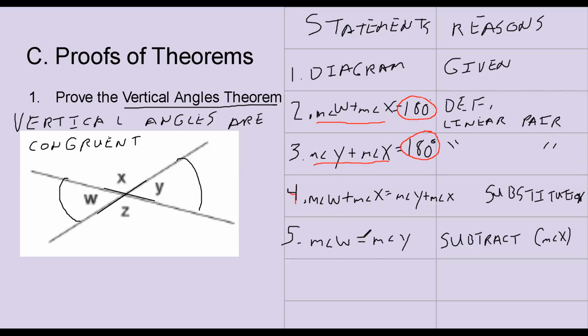Hey, and here we go. We now have what we were trying to prove, that the measure of these two angles have to be equal to each other. And that means that angle W is congruent to angle Y. That's the definition of congruent.